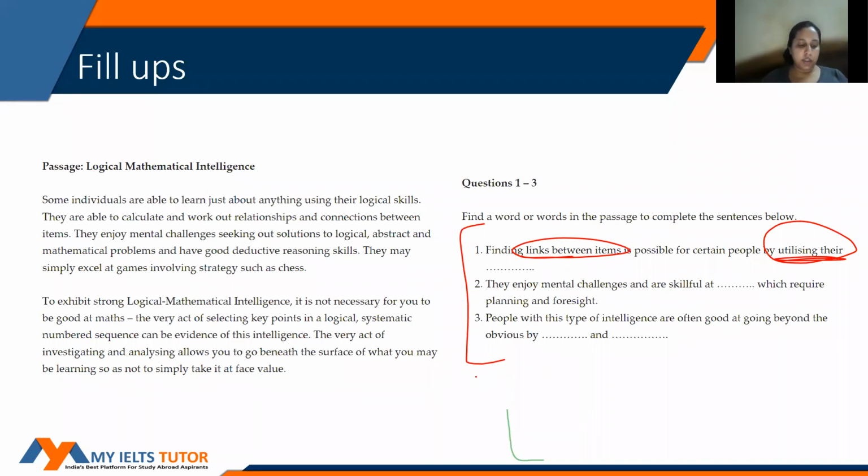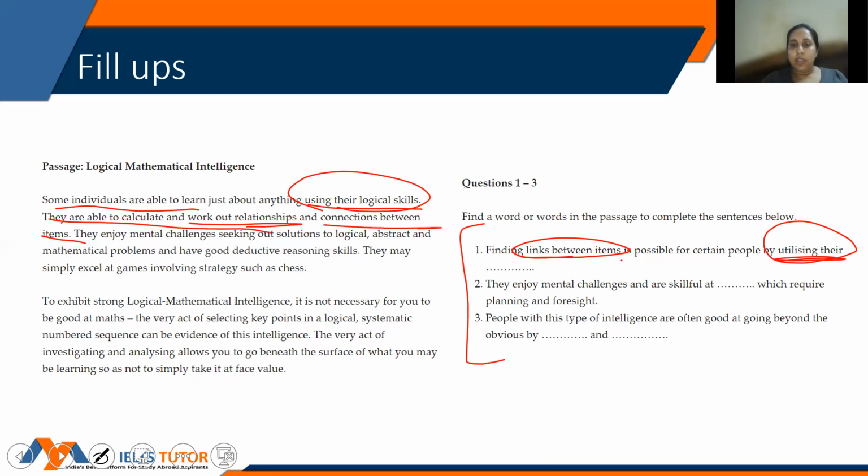Yes, so it is clearly mentioned in the first line. Some individuals are able to learn just about anything. They can learn just about anything using their logical skills, right? Now they are talking about logical skills in the first line, and they are able to calculate the connection between items. They're talking about links between items in the second line. So they have joined two sentences, restructured it and written it in the statement. So in the first sentence, they're using their logical skills.